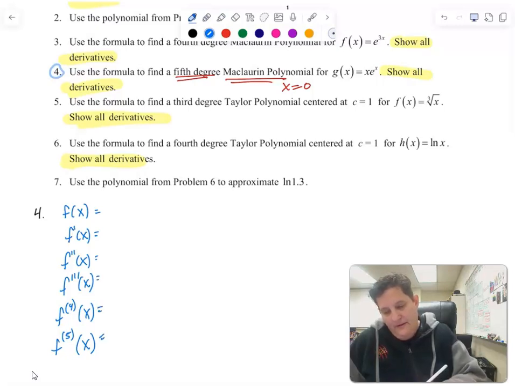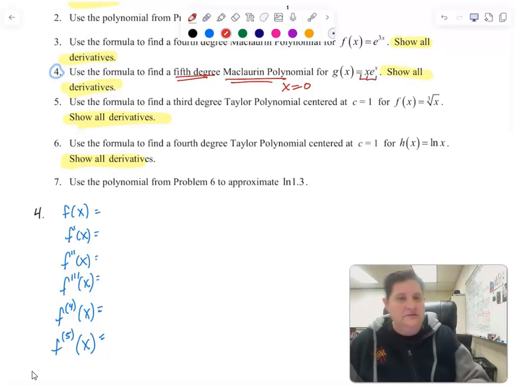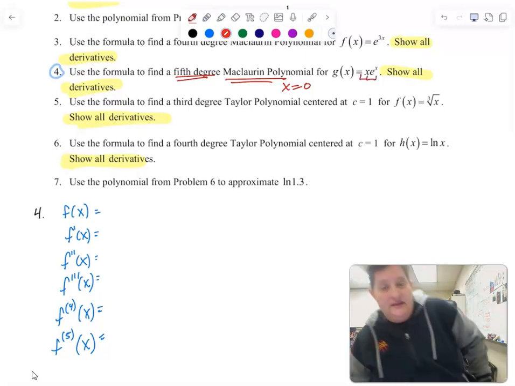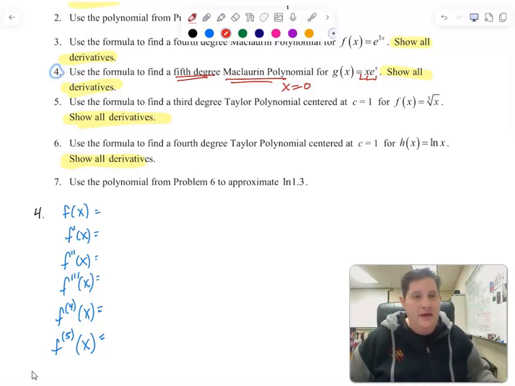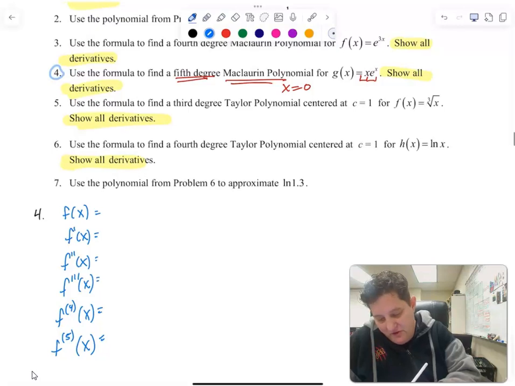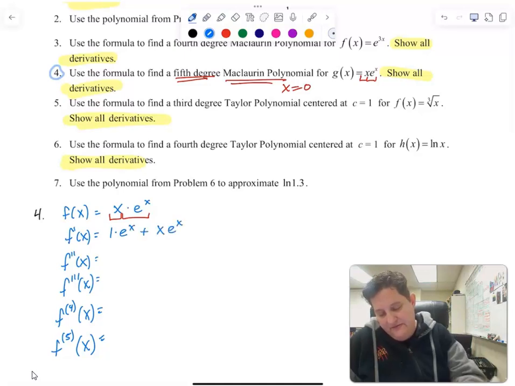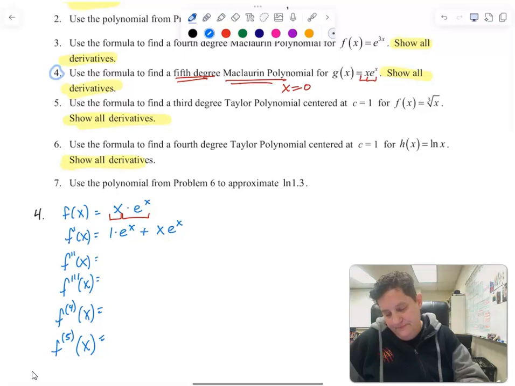Alright? And you might be thinking, well, this is going to absolutely suck. It's x times e to the x. That's a bunch of product rules. And you're actually kind of right. Okay. So my first one is just x e to the x. Now, if I do a product rule on my second one, it's derivative of the first, 1 times the second, plus first derivative of the second. Okay?